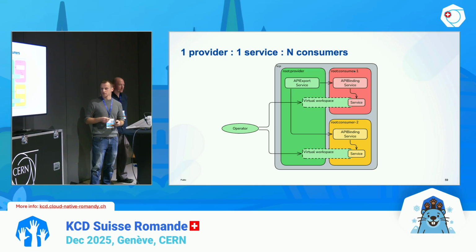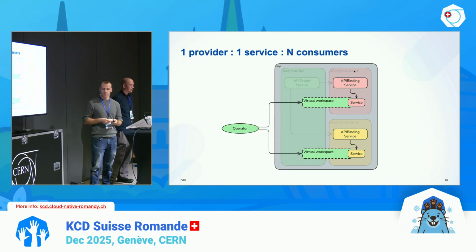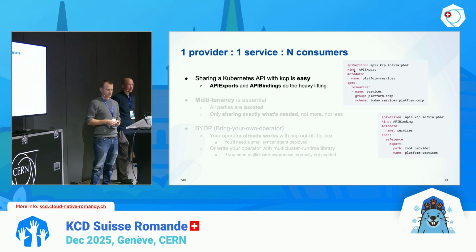We can create two consumers, and if we were to look at this setup from the viewpoint of the virtual workspace, we would see both of them now, and the operator would be able to reconcile them. So this is it, really, for the basics with KCP. We haven't covered a lot that exports and bindings can do, but the key takeaway really is that this is how you can easily share Kubernetes APIs between different tenants on a platform.